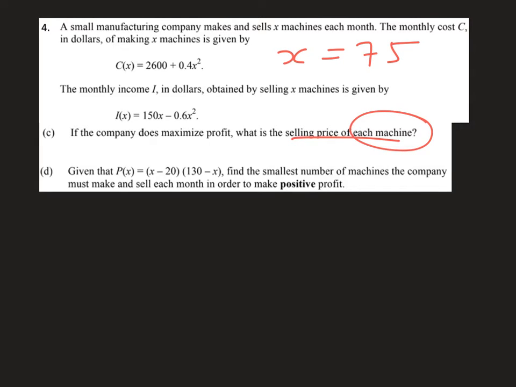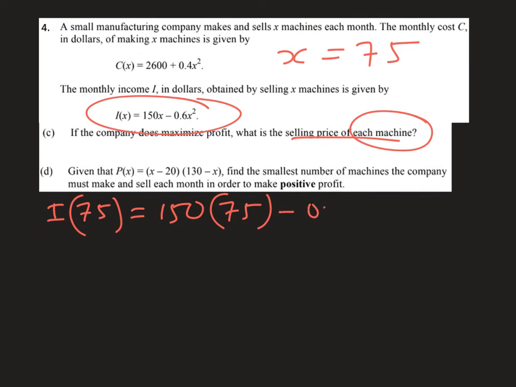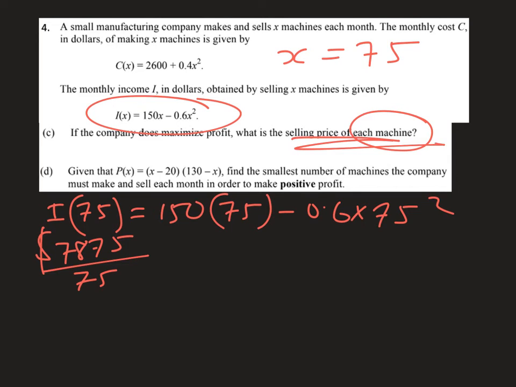So we can find the selling price because the selling price is found using the income. We know that if we sell 75, the income from 75 will be 150 times 75 minus 0.6 times 75 squared. So the income will be $7,875, but that's from 75 machines. So we need to divide that by 75 to find the selling price of each machine. And if you do that, that will give you an answer of $105.